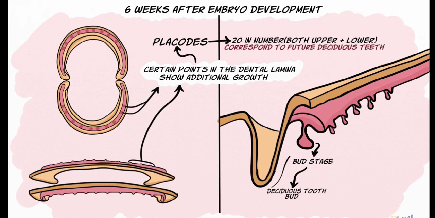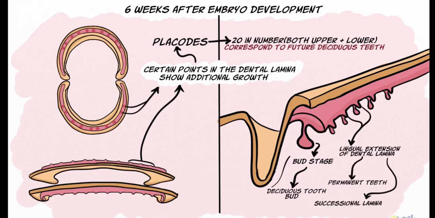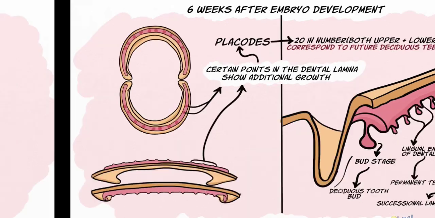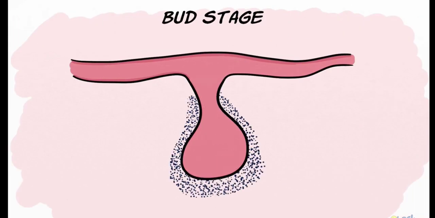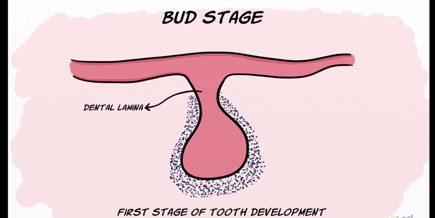The permanent tooth germs develop from lingual extensions of the dental lamina and are called successional lamina. It has to, however, be noted that permanent molars do not develop from successional lamina and arise from the dental lamina itself, posterior to the primary molars. The placode then proliferates and takes the shape of a bud, giving rise to the name bud stage, which is the first stage of tooth development.